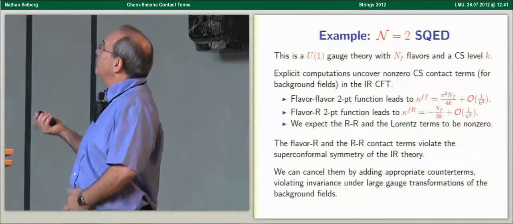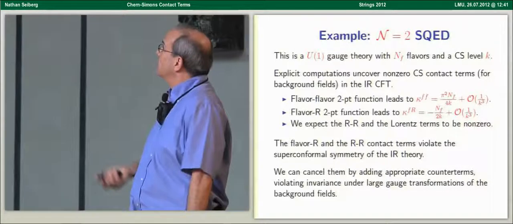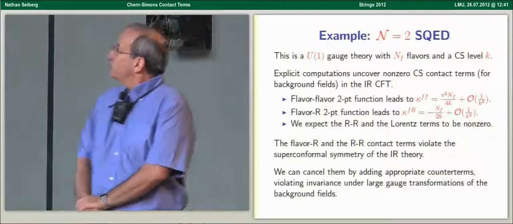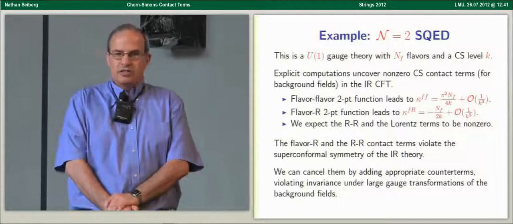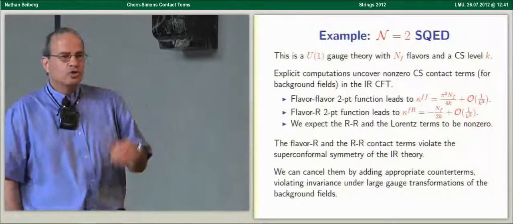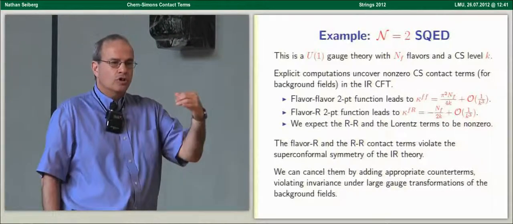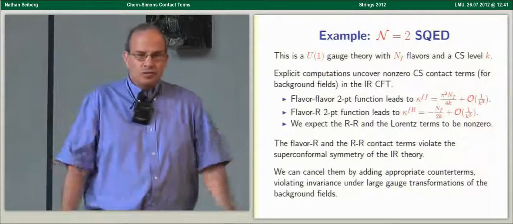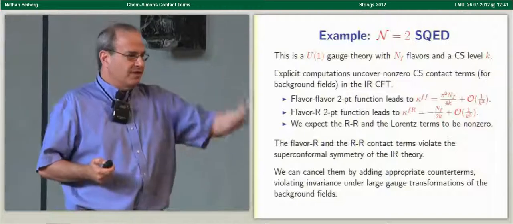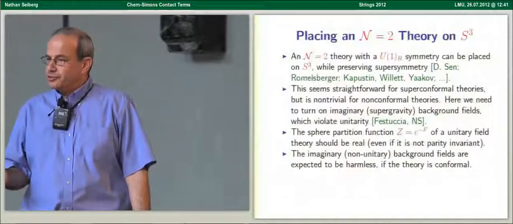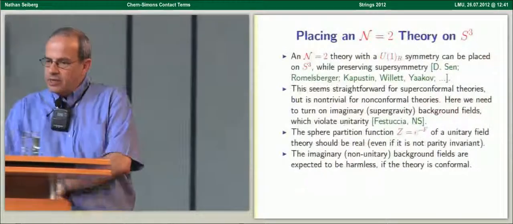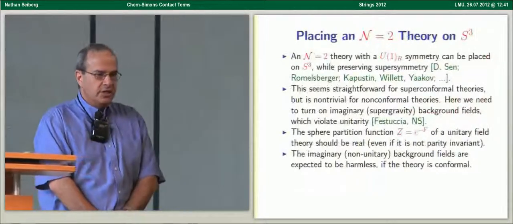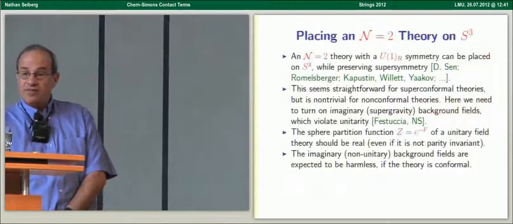So one way of doing it is to add the appropriate counterterms to violate the invariance under large gauge transformations and have a perfectly good superconformal field theory, including all contact terms being superconformal, or sacrifice superconformal symmetry and preserve invariance under large gauge transformations. The next topic I'm going to talk about is placing these theories on spheres and see how the discussion so far affects the answers.